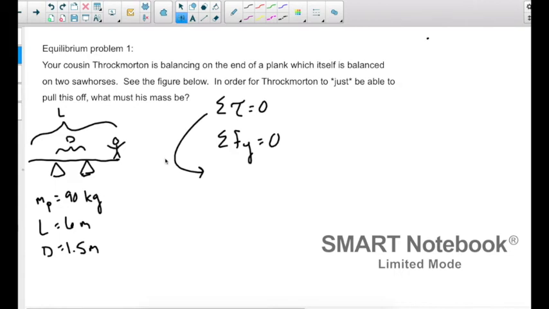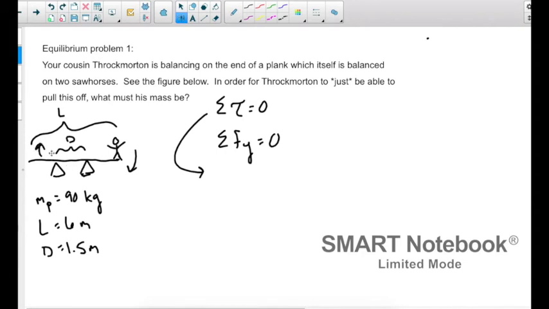Well, in order to answer this, we kind of have to get a perspective on the situation and on the question. We're looking for what needs to be true for Throckmorton to just be able to pull this off, what his mass must be. So, in other words, what is the maximum mass he can have? If he's 0.00001 kilogram more than that, this whole thing is going to tilt. So right now the system is like just wanting to start rotating and tilting this way.